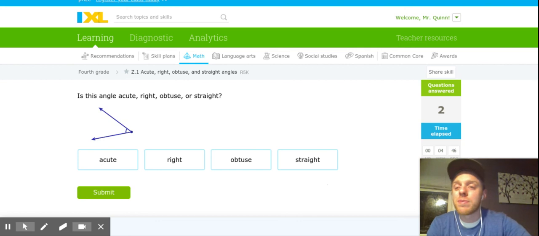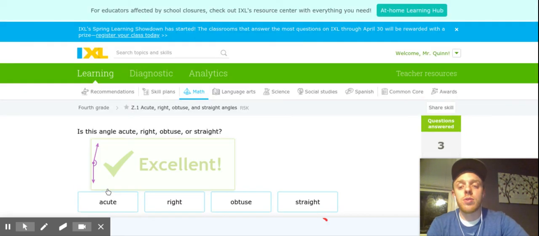Let's just do one more. Is this angle acute, right, obtuse, or straight? Once again, it's less than 90. We're going to say that this is an acute angle.